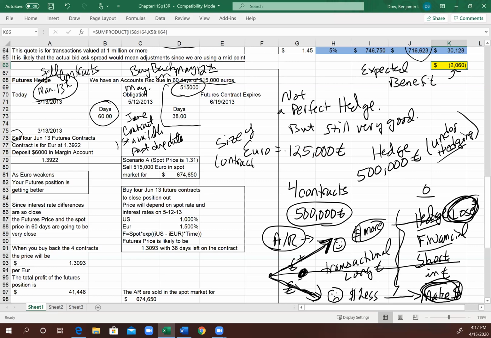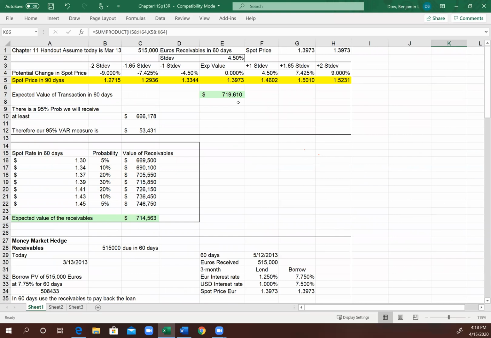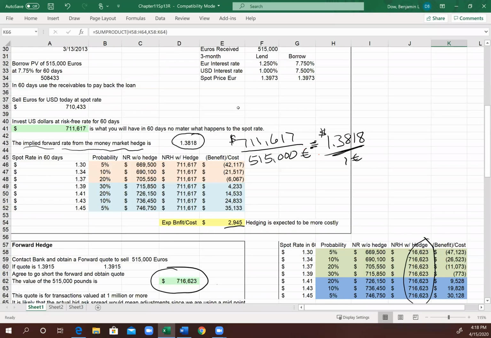Okay? Will it balance out perfectly? No. It's not a perfect hedge because this accounts receivable is worth 515,000 euros, and this financial hedge is only worth 500,000 euros. So we're actually going to leave 15,000 euros unhedged. Okay, but that's not very many in the grand scheme of things. Okay, so let's look and see what happens. Okay, so here's our spot rate. Our spot rate, if we go back up top, our spot rate on the euro was $1.3973.